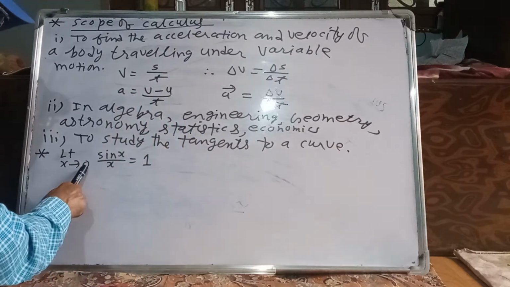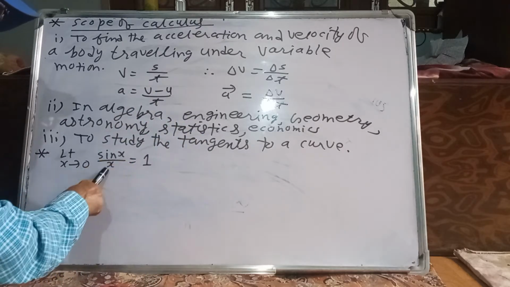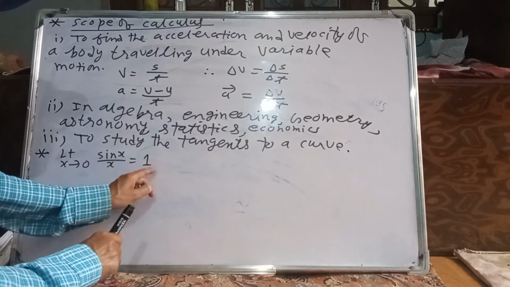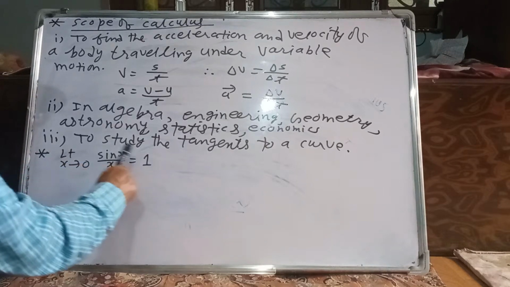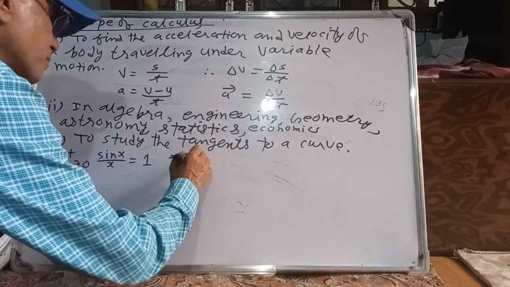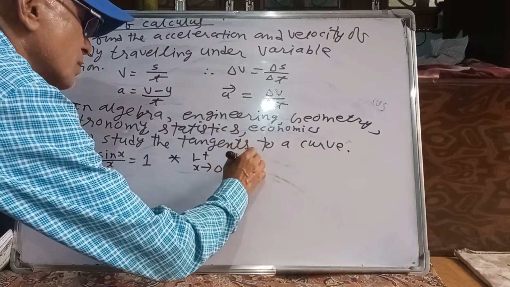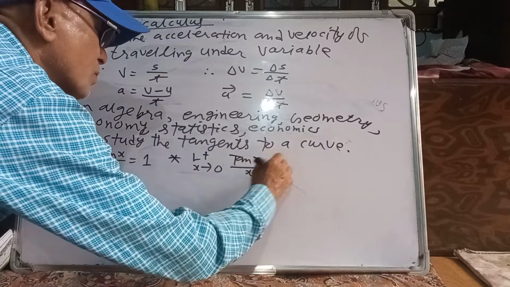x को भ्यालु ठ्याक्कै 0 चाहिँ होइन. ठ्याक्कै 0 भयो भने 0 by 0 इन्फिनिट हुन्छ. तर x tends to 0 हुँदा sin x by x equal 1. Another, limit x tends to 0, tan x by x is also 1.